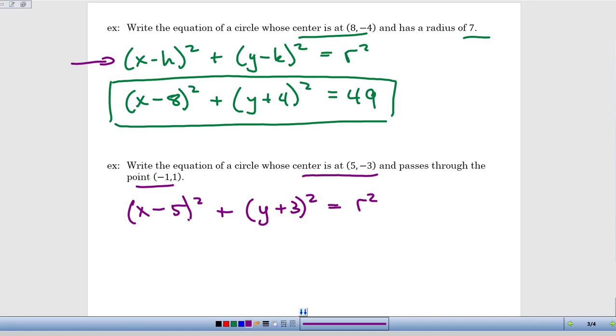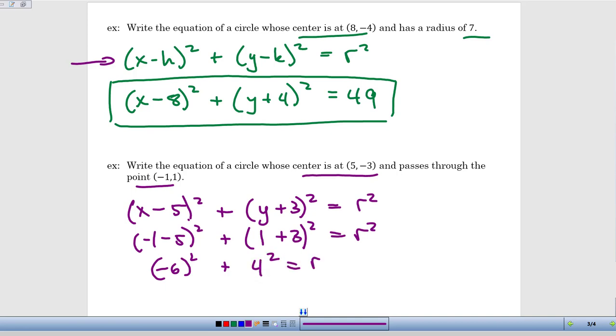If I know that my circle passes through that point, that means that that point is going to work in my equation. So then I can just take it and plug it in for x and y in the equation that I'm building, and then solve for r. So I'm going to plug in -1 in place of x, so I've got (-1 - 5)² plus, and then I'm going to plug in 1 for y, (1 + 3)² equals r². And so -1 minus 5 gives me -6, so that's still going to be squared. 1 plus 3 is 4, so 4 squared equals r².